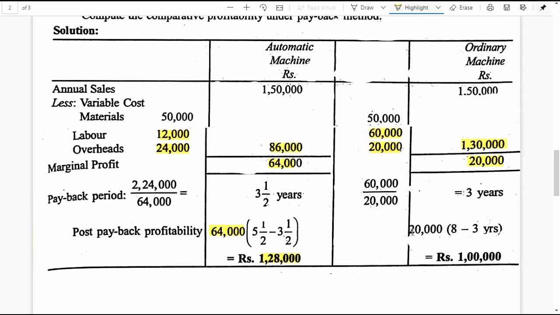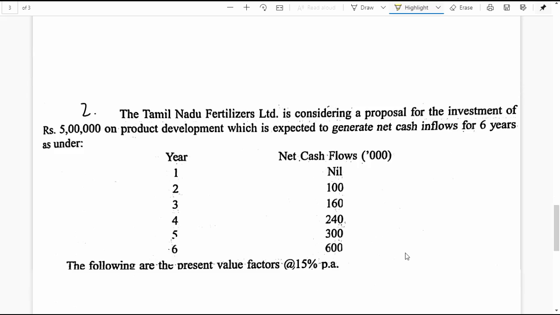Regarding ordinary machine, the annual average cash inflow is 20,000 rupees. Lifetime 8 years, payback period is 3 years. So 8 minus 3, the 5 will be the post payback period. So it's 1 lakh rupees. That's a post payback profit. Now let us look at the second problem.